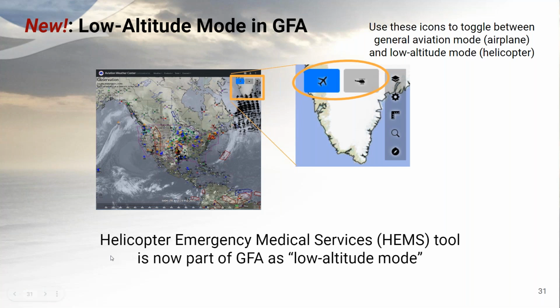And then one of the biggest changes on the GFA itself is the consolidation of the HIMS tool. That's going to be in the GFA and going to be known as a low altitude mode. Changing the icon in the upper right from the airplane to the helicopter switches between general aviation mode and low altitude mode. Basically, general aviation mode forecast time frame is 1 to 18 hours. Flight levels are up to 48,000 feet. The low altitude mode is a little more high resolution. It's going to be 1 to 5 hours and then up to 5,000 feet.